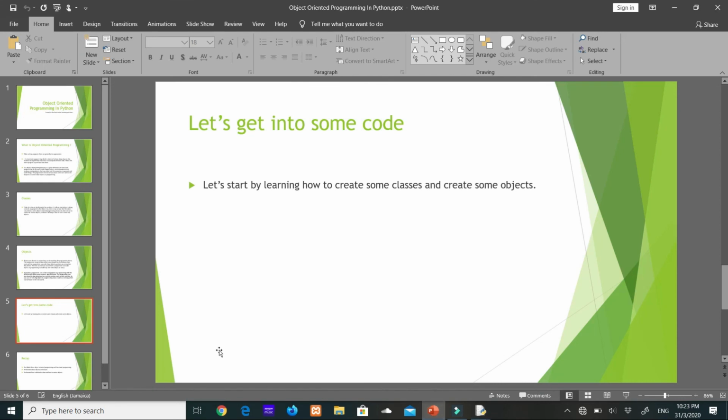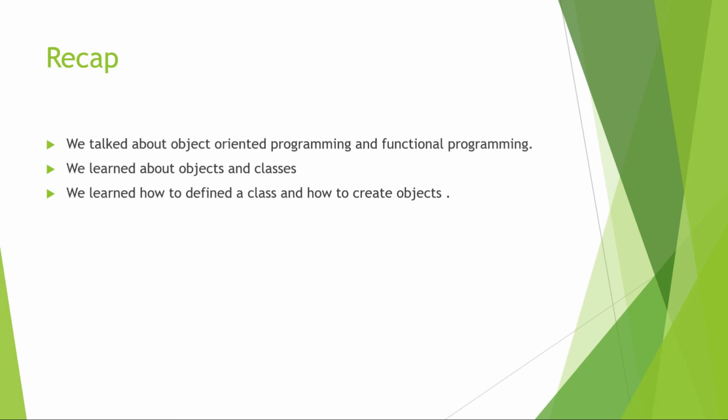So let's quickly do a recap. In our recap, we talked about object-oriented programming and functional programming. So we more or less know the difference between object-oriented programming and functional programming. We learned about objects and classes. So in the example, we created the cuboid class and the sphere class. And we also created some objects. We simply create objects by calling the class. And we assign those objects to variables so that we can better access them.